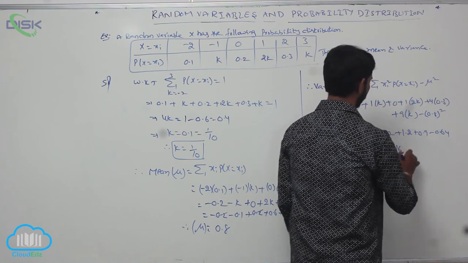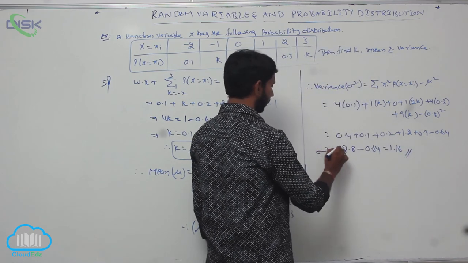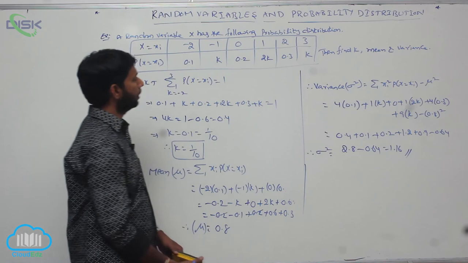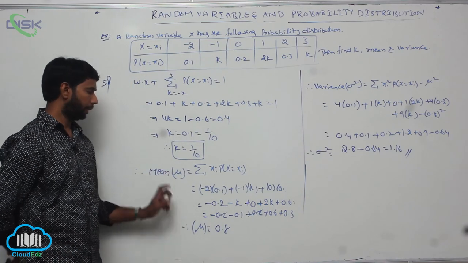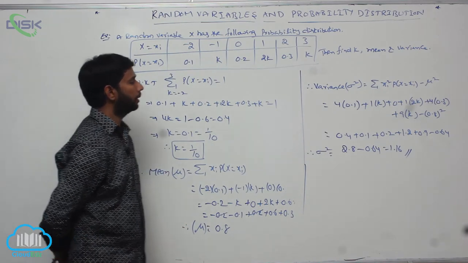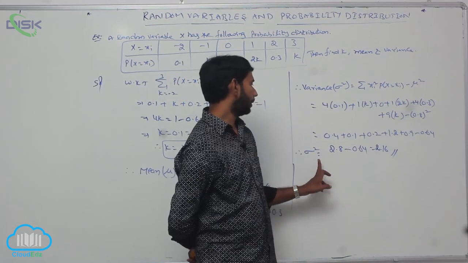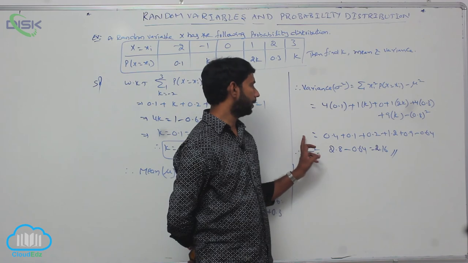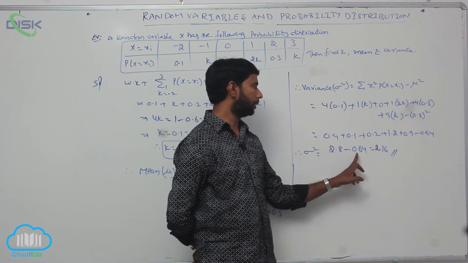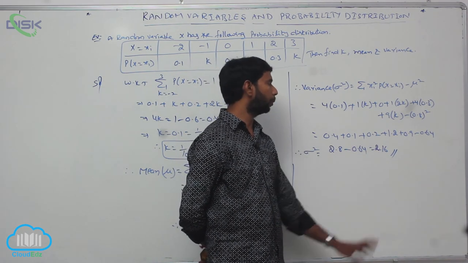Variance is equal to 1.16, so the sigma square is equal to 1.16. Here k is equal to 1 by 10, mean is equal to 0.8, and sigma square is equal to 1.16. The above one is a mistake, that is, sigma square is equal to variance, sigma square equal to 2.8 minus 0.64, is equal to 2.16.